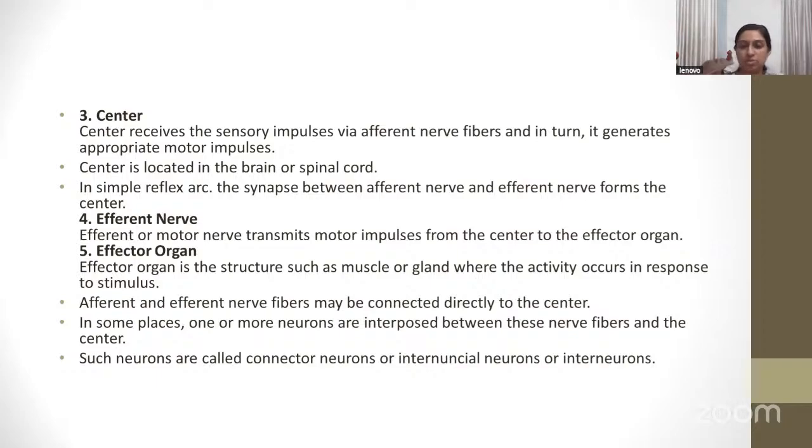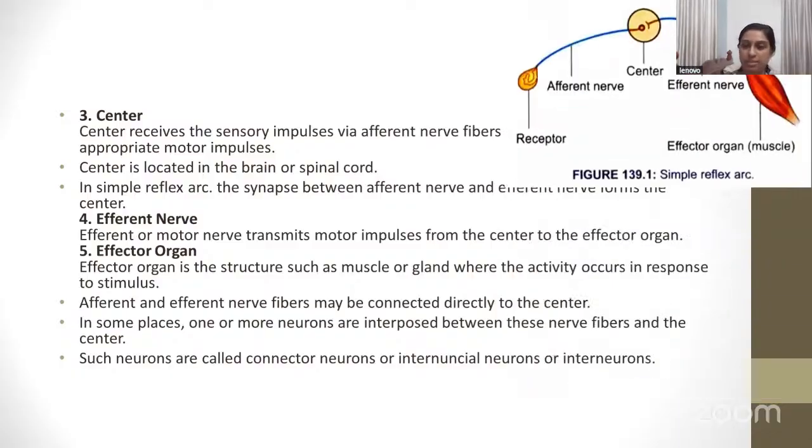Now coming to some important topics, which you have to refresh before going to the exam. This is a simple reflex arc. Here is a receptor. The stimulus is carried by the afferent nerve towards the center. Here in a simple reflex arc, we may have a connector neuron or internuncial neurons, which then act as the center. Usually it is the spinal cord. From there the efferent nerve leads to the effector organ, usually a muscle or a gland.